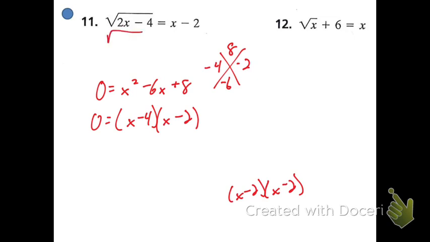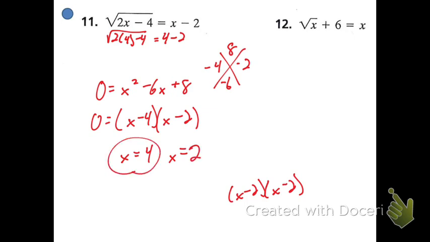So square root of 2 times 4 minus 4, is that equal to 4 minus 2? You should get x equals 4 and x equals 2. So I'm trying out 4 first to see if that's a solution. This would be 8 minus 4, is the square root of 4 equal to 2? Yes, that one works. Hooray. Next up, we try 2.